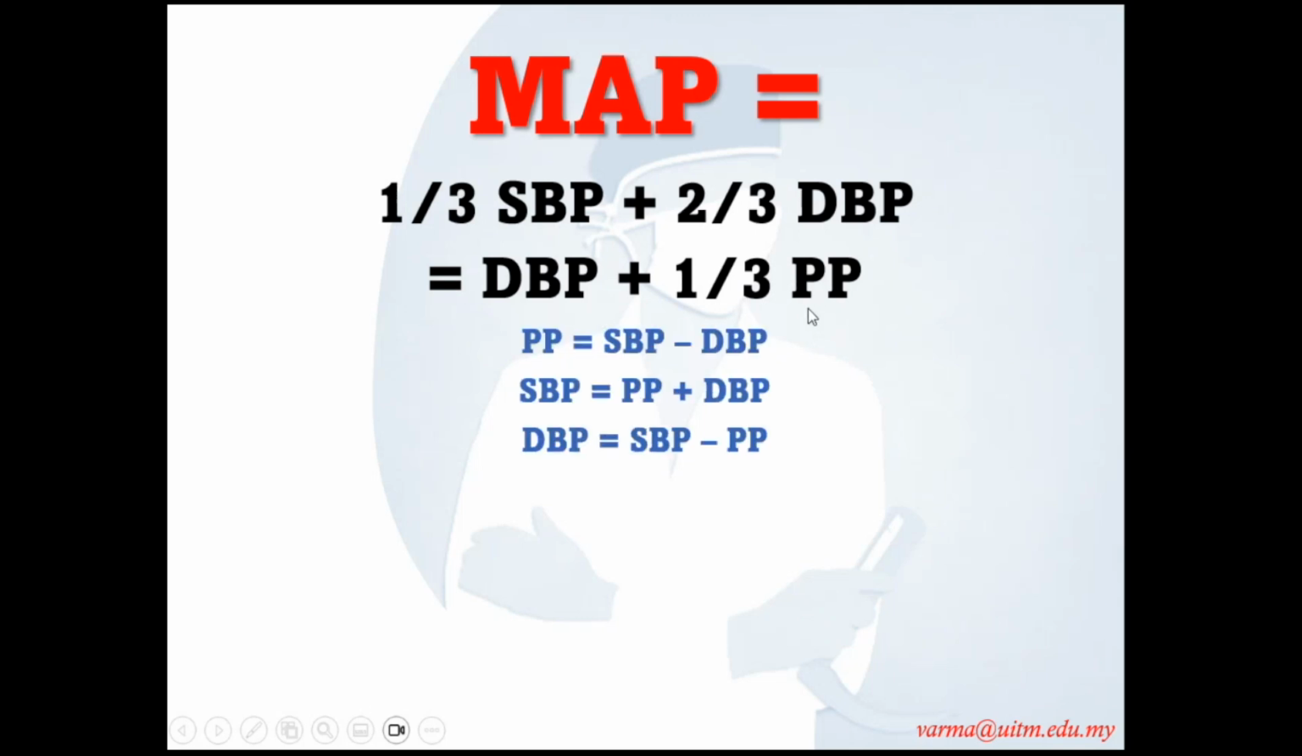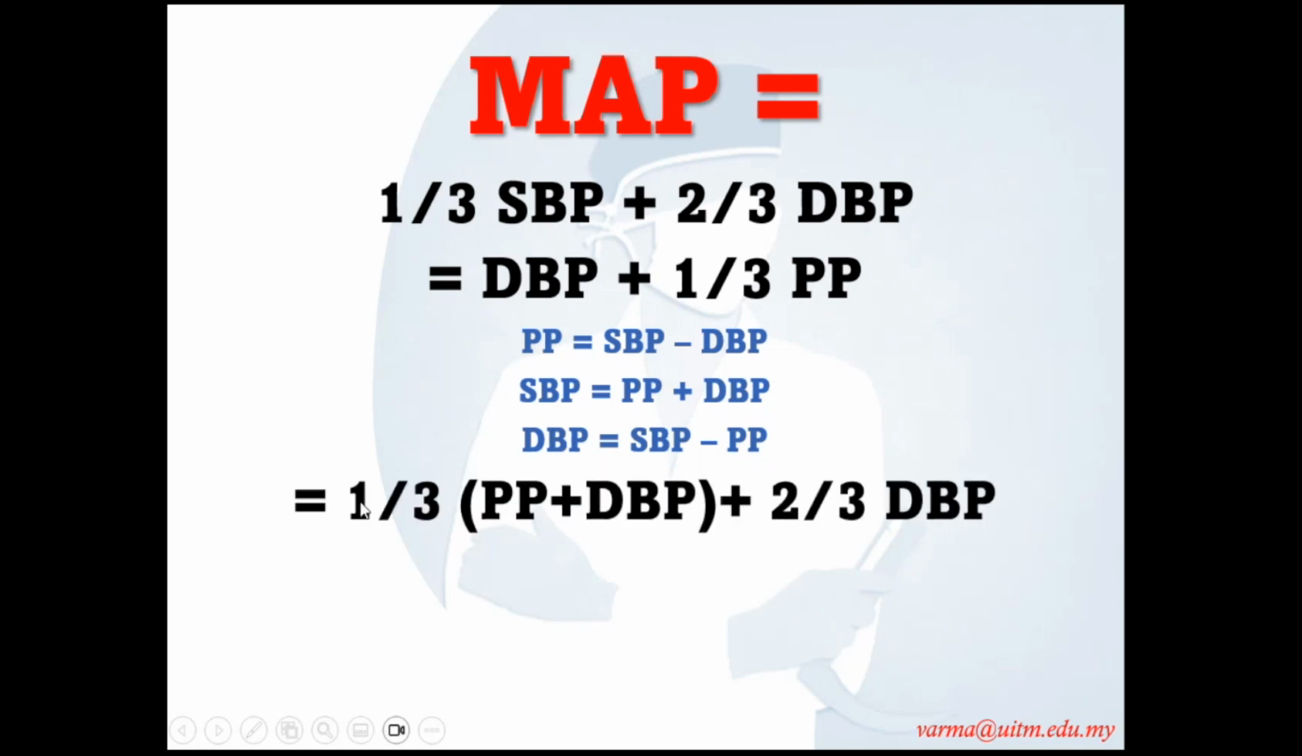How do we do it? Pulse pressure is equivalent to systolic blood pressure minus diastolic. You rearrange it: systolic blood pressure is equivalent to pulse pressure plus diastolic. You move this here and rearrange to get diastolic blood pressure: diastolic blood pressure will be systolic blood pressure minus pulse pressure. Remember this, and put it into this equation now: 1/3 systolic blood pressure, this equation comes in here, plus 2/3 diastolic.